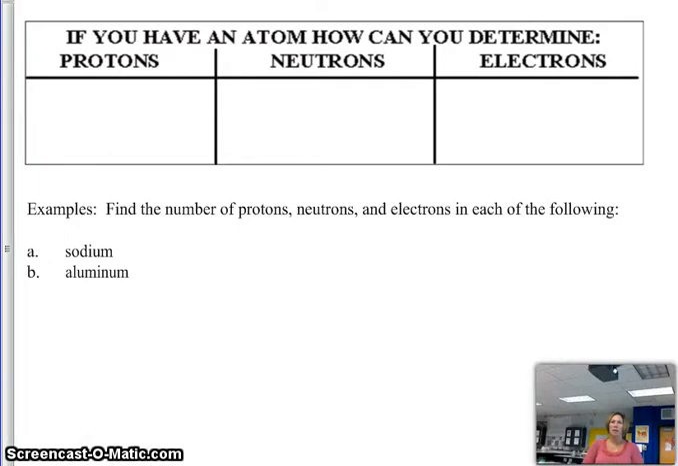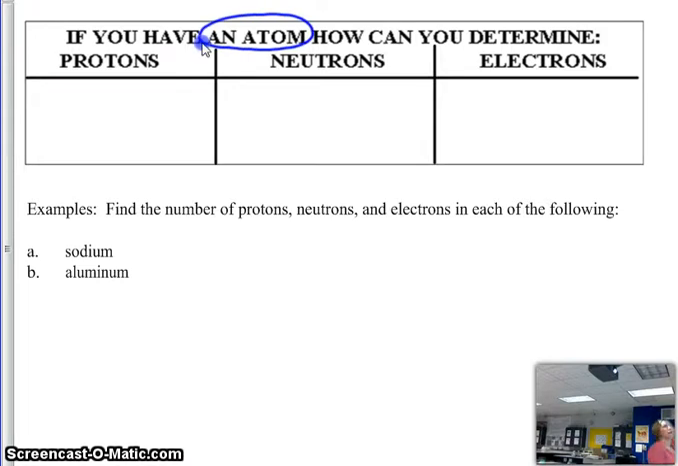Today we're going to do lesson 2.8 and we're going to talk about how we find protons, neutrons, and electrons if we have an atom and if we have an ion. So we'll be distinguishing the difference between those two. This is the page you should be on in your notes, and this little chart is basically going to teach us how to find protons, neutrons, electrons if we have an atom.